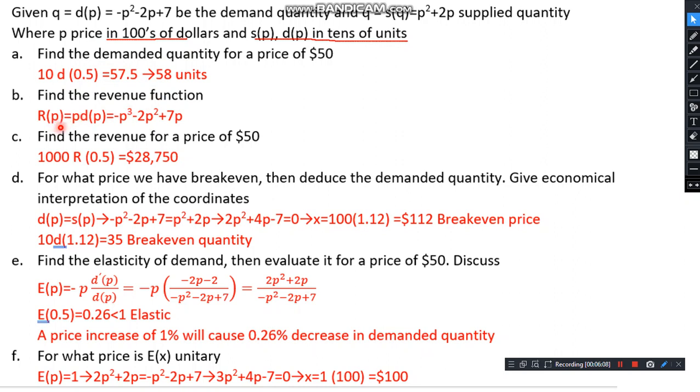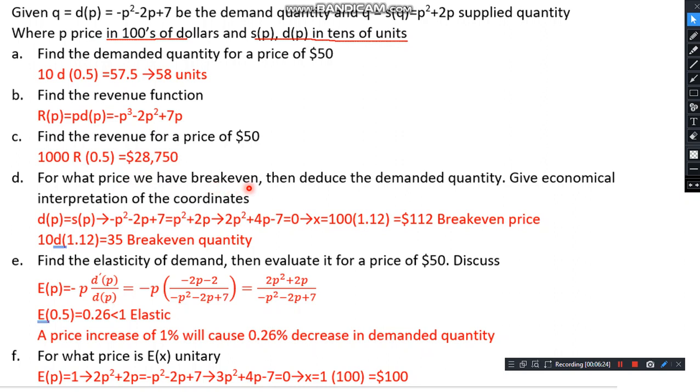Find the revenue function, so it's the price times the demanded quantity. You have this one, you multiply it by the price. Find the revenue for a price of 50, so the unit is 100 times 10, 1000. R(0.5), we replace it, we get 28,750.